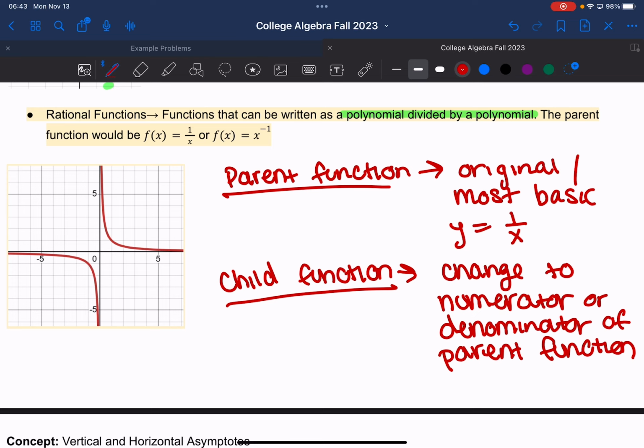The reason they divide it up like this is because all the traits of a parent function can be translated to the traits of a child function. So if we remember how to find the range, domain, and asymptotes of these parent functions, then we'll be able to find them for the child functions.